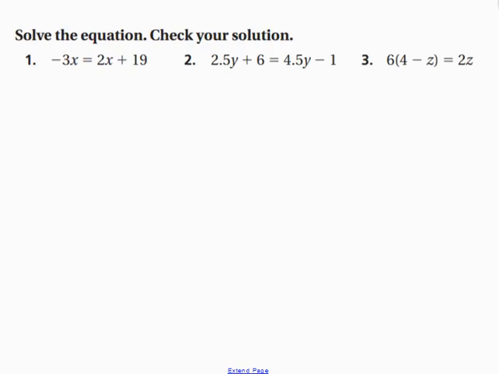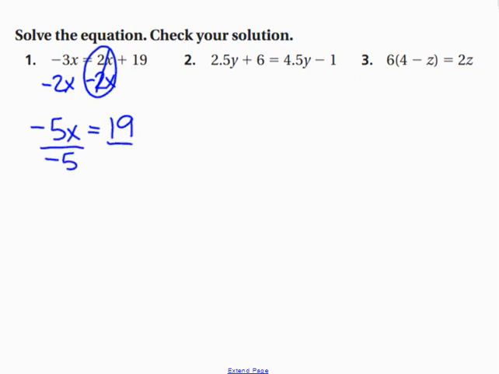All right, a little bit more practice with just solving equations. So for number 1, I only have 3 terms. So I'm just going to start by subtracting 2x from each side. Get my variables together. Here's my zero pairs. So I have negative 5x equals 19. Divide both sides by negative 5. And then x is equal to negative 19 fifths. If you change that into a mixed number, 5 goes into 19 3 times with 4 left over. So negative 3 4/5 would be your answer.